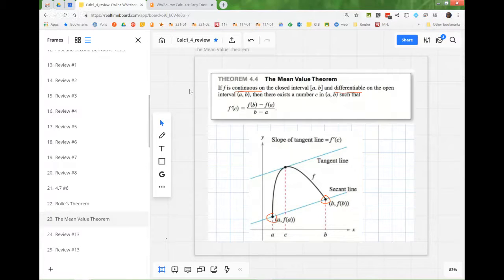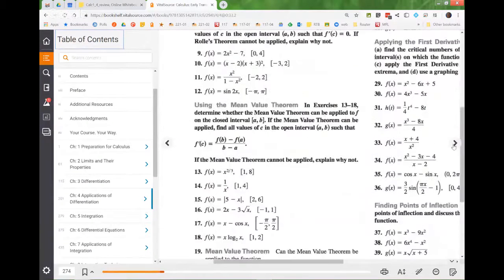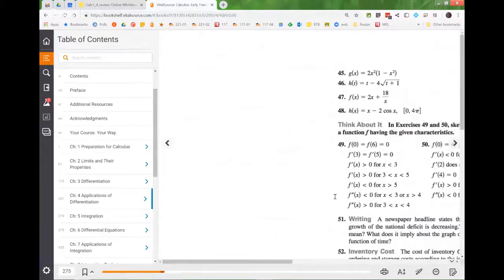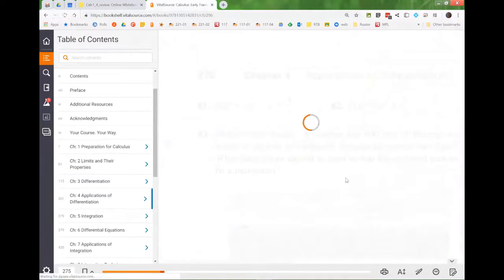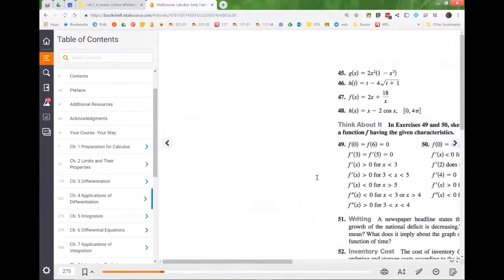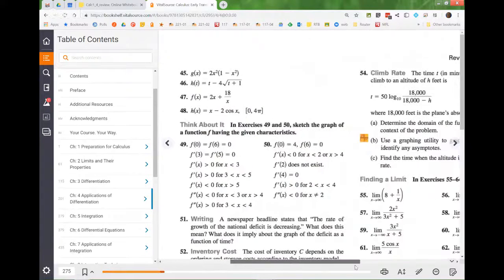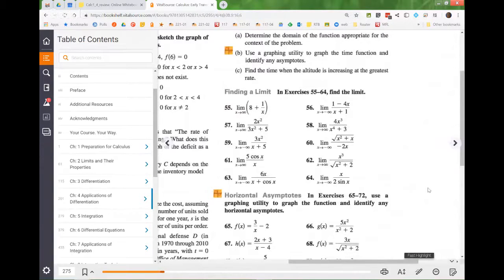Could we do a couple problems with the limits of infinity? Sure. Let's see. Where are those? It's 55 through 64. Thank you. Okay, I've got to find my way here. There we go.